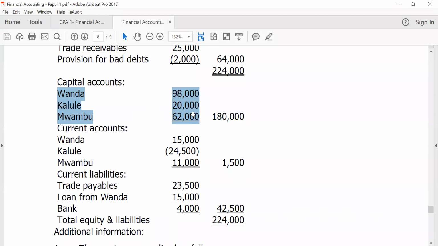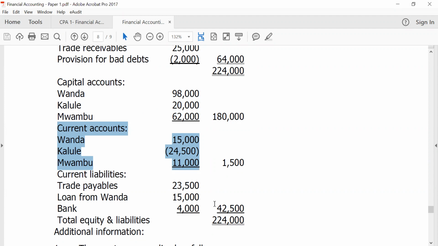These are the balances brought down. Now, one of the things that they told us is that you transfer the current account balances to the capital account. We shall no longer have the current account at the time of winding up. These balances are all transferred to our capital account.